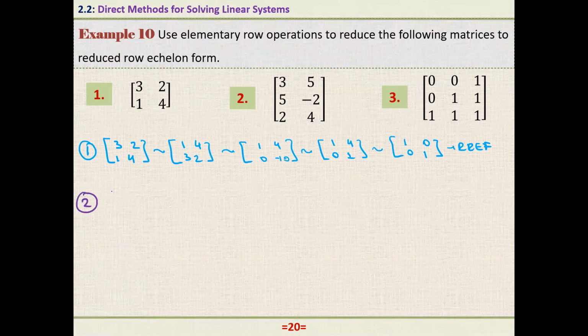Second one, how about the second one? Here we have 3 and 5, 5, -2, 2, 4. Right?